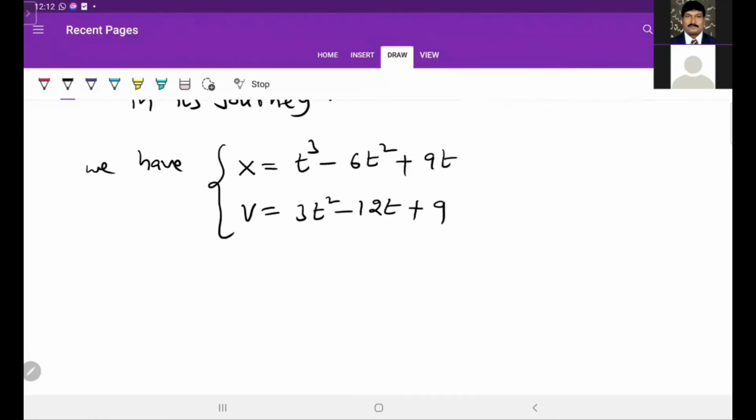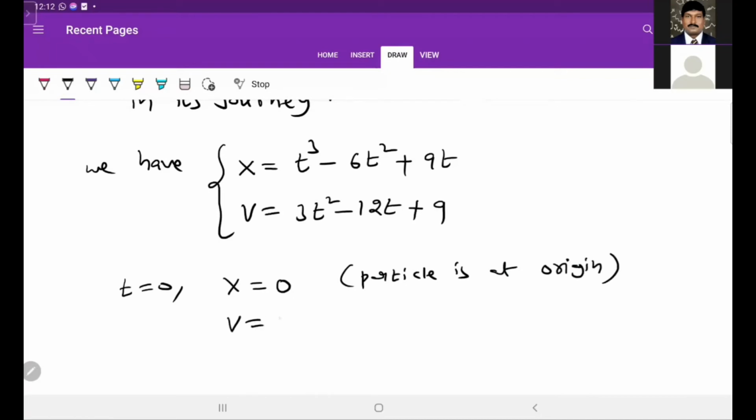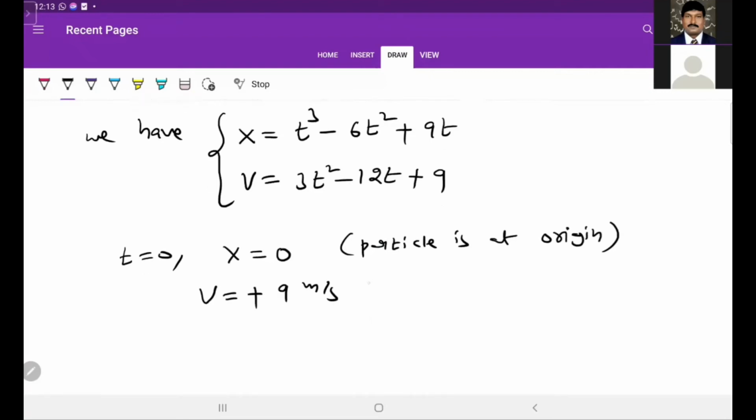Substitute t is 0 in both equations. So we are getting x is equal to 0. That means particle is at origin at time t is 0. What is its velocity? So its velocity will be 9 meter per second. It is plus 9, so it is moving right side.